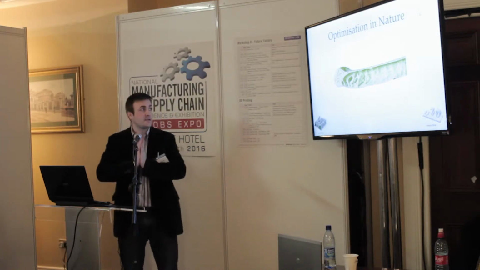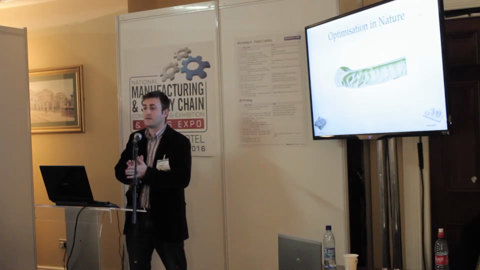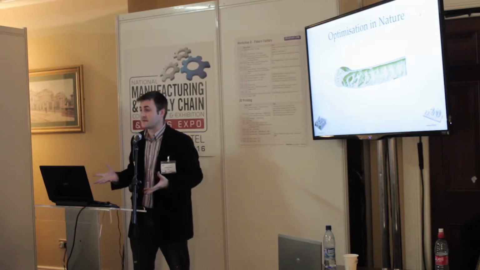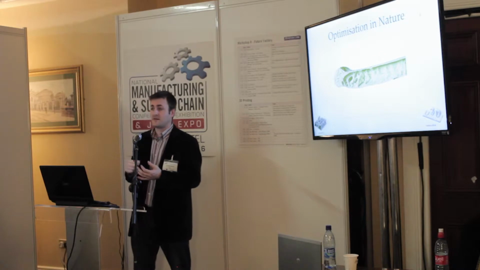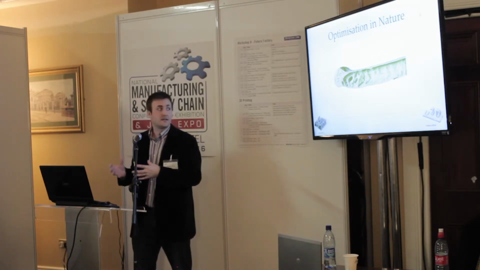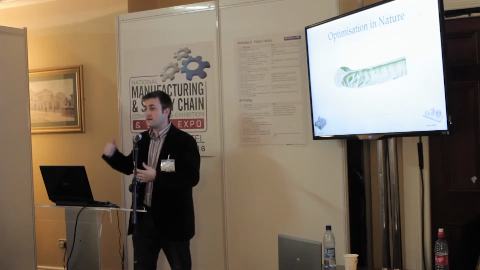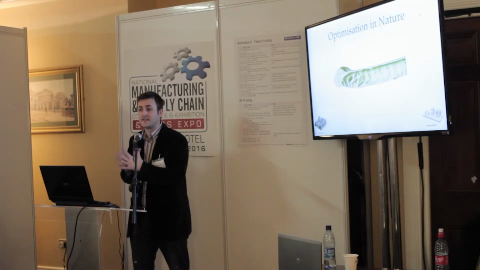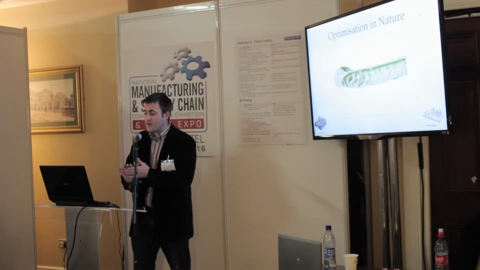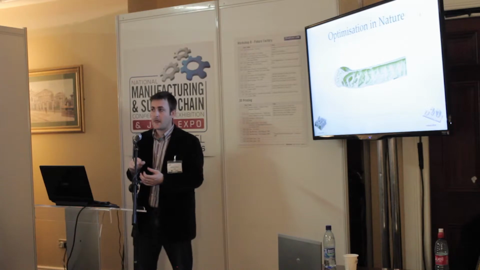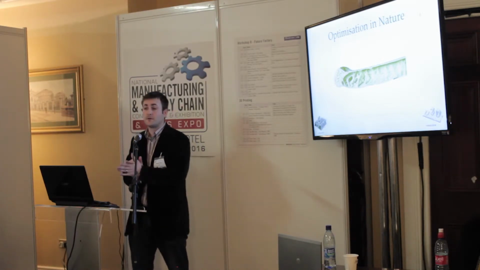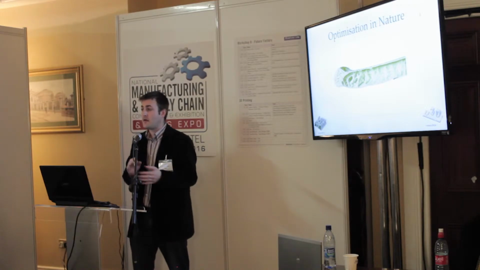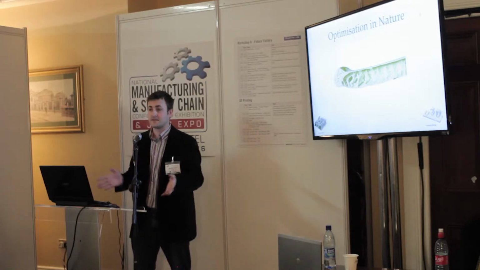So this is a bone from a bird's wing, and evolution is one of the best optimizers. You can see over millions of years it's removed all the excess material. It's trying to optimize the design to both make it lightweight and strong, and these are two conflicting objectives. So this is the design it came up with, and traditional manufacturing techniques wouldn't be able to generate that design. 3D printing can. 3D printing has no problem doing it.